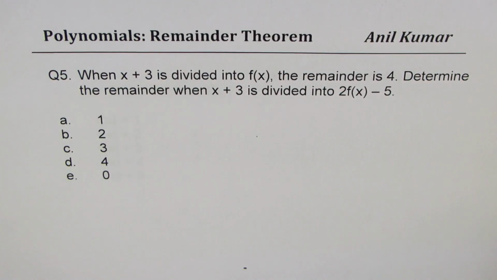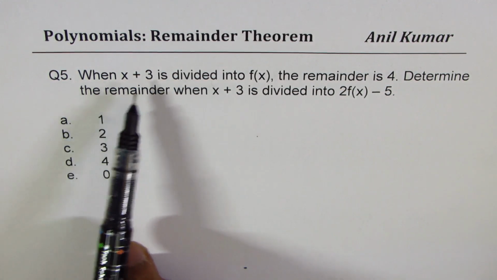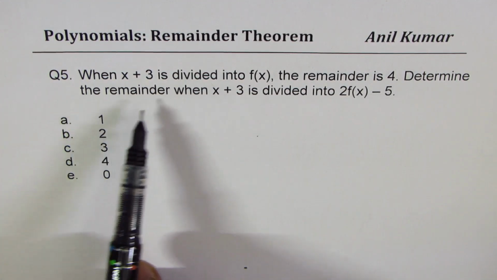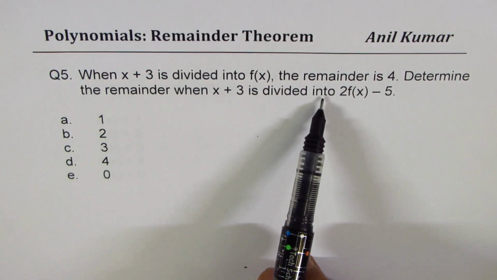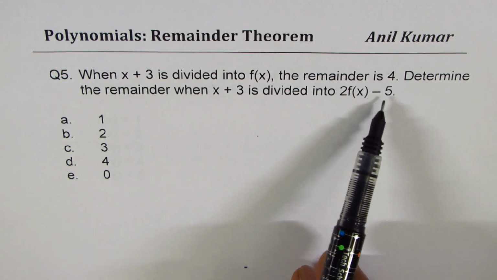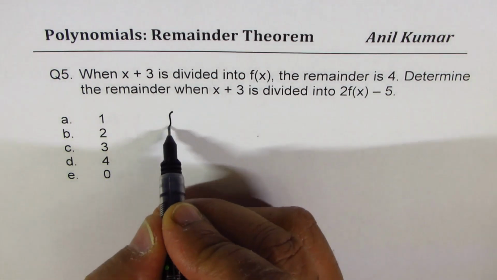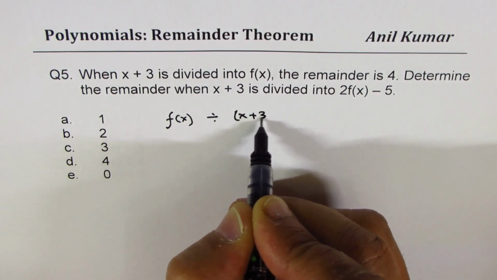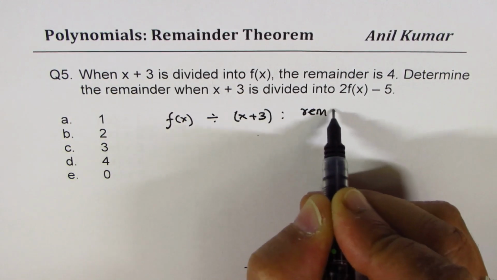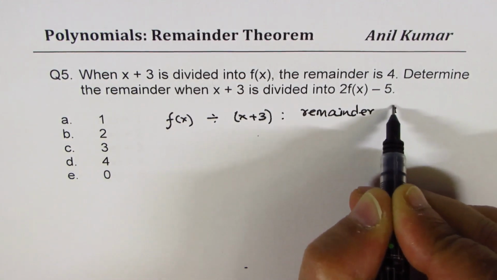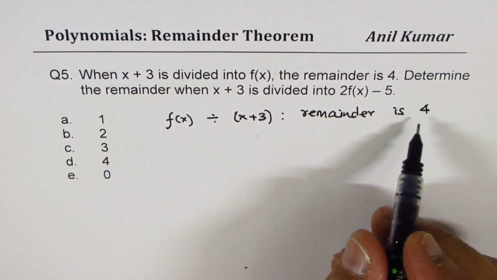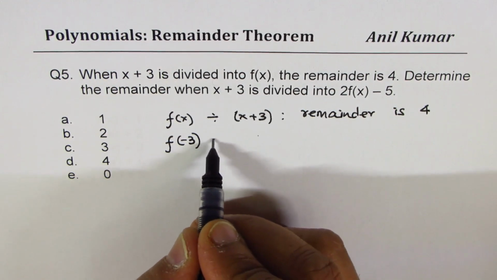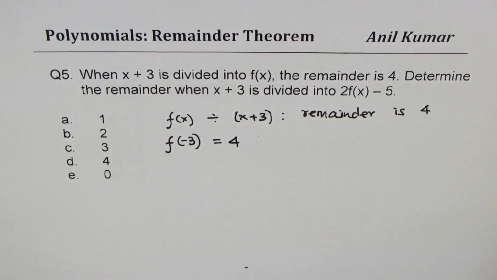Question number 5 is a thinking question. When x plus 3 is divided into f of x, the remainder is 4. Determine the remainder when x plus 3 is divided into 2f of x minus 5. So what we are saying here is that when f of x is divided by x plus 3, the remainder is 4. It really means that f of minus 3 is equal to 4. That's what it means, right?